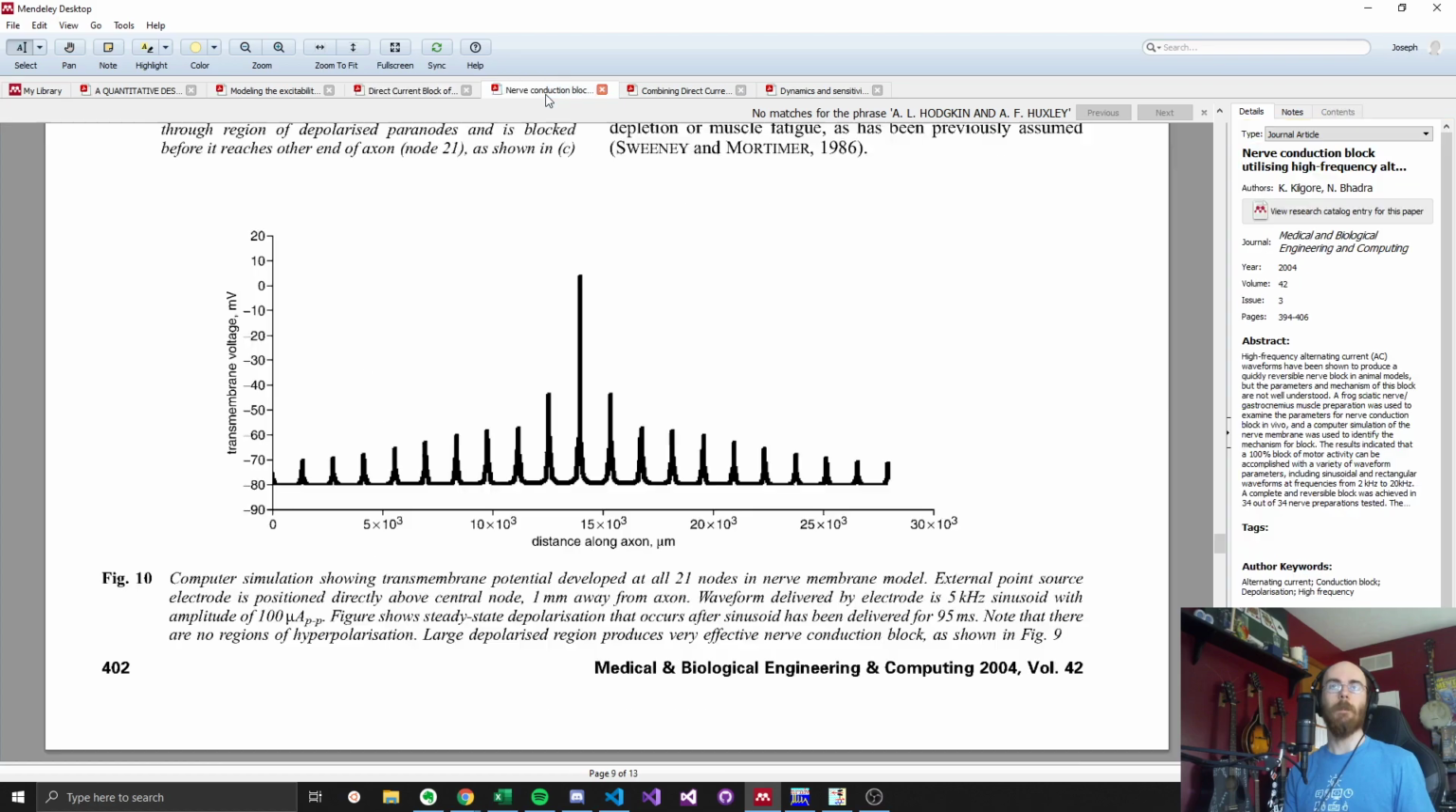What does high frequency look like? High frequency is a little different. One thing to note, this shows all the internodal compartments as well, which is nice. But if we look at it, why is it shaped like this? We have to understand what's going on. At the center, we have an electrode that's doing high frequency current. I believe it says 5 kilohertz stimulation.